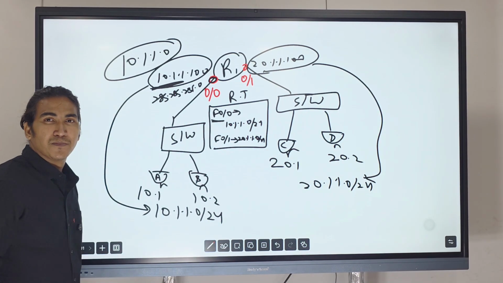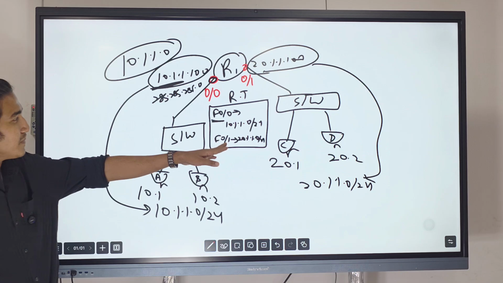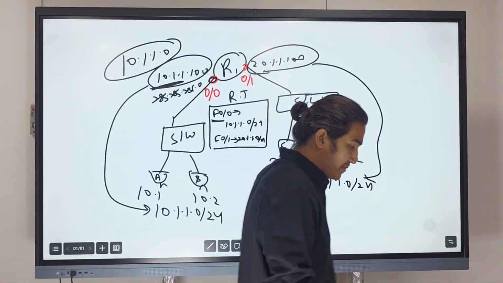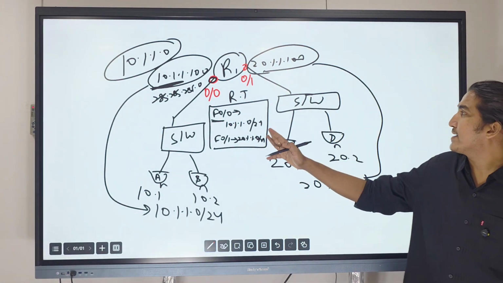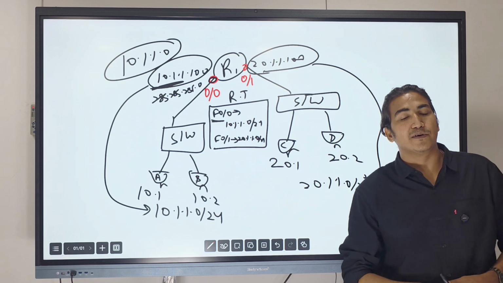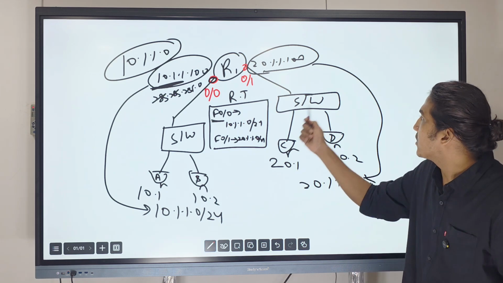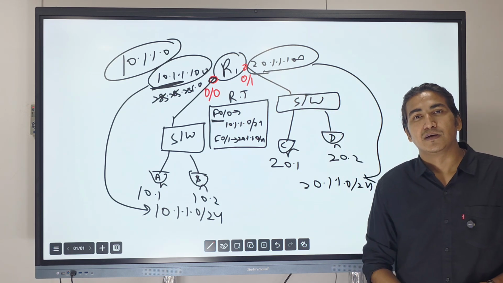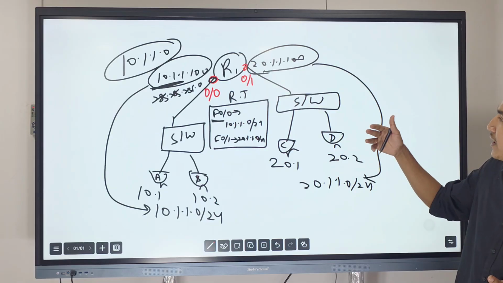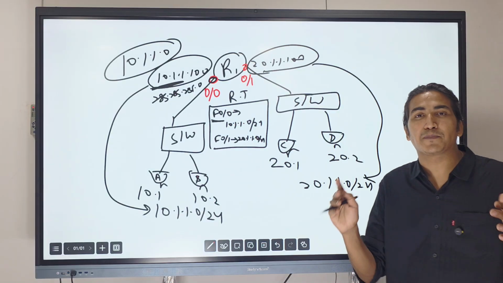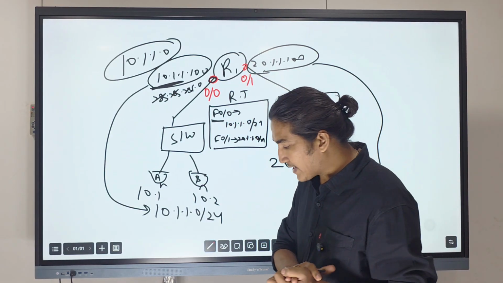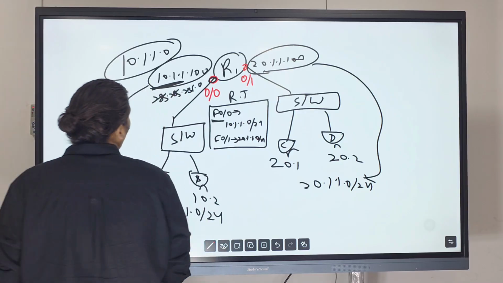Similarly, on interface F0/1, there will be one network, 20.1.1.0/24. Done. These are directly connected networks. The networks which are directly connected to the router are installed on the router. If there are some indirectly connected networks, then you have to configure routing.